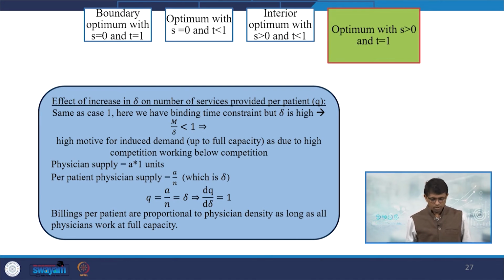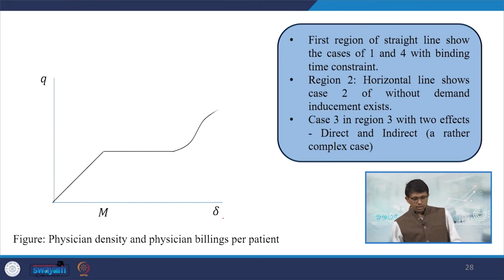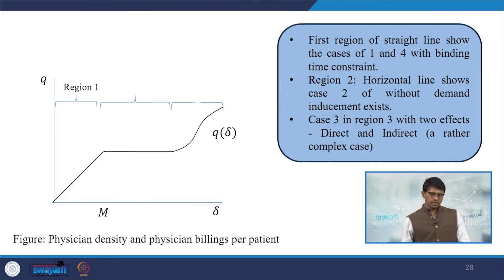Physician supply would be of course A times 1 units per patient, so physician supply will be A upon n, and by all possibilities dq by d delta is equal to 1. That means billings per patient are proportional to that of physician density as long as all physicians work at full capacity. Okay. So, you can just see all four cases are actually discussed in three regions.